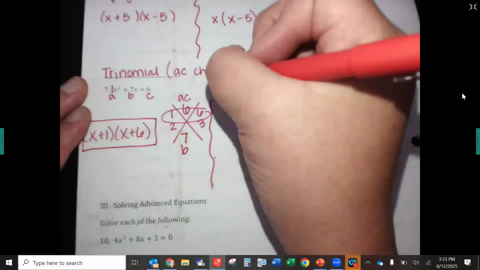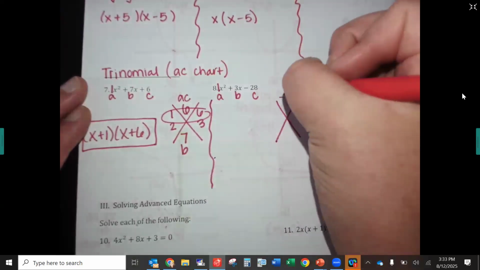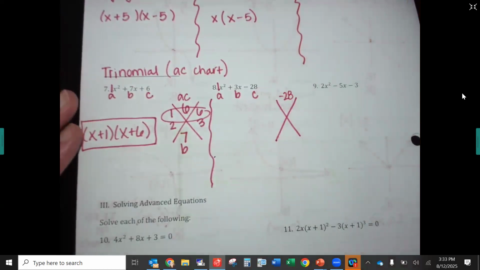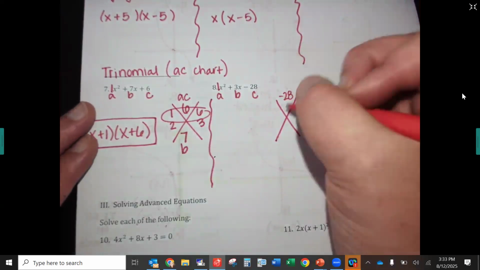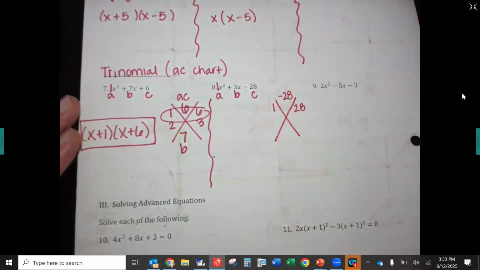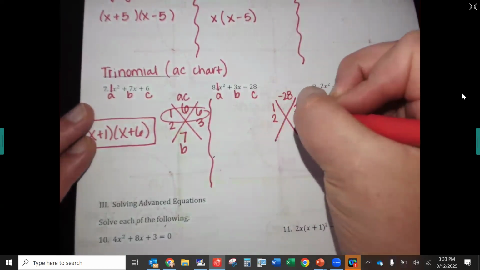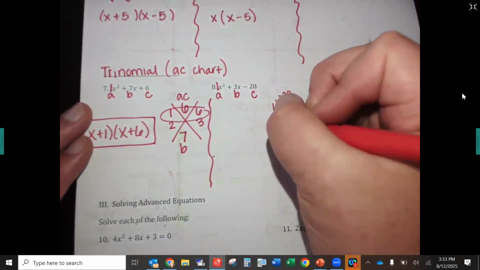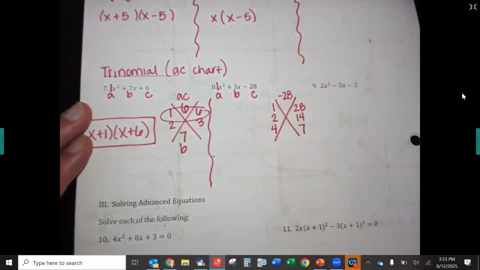A times C is 1 times negative 28, which is negative 28. And then I want to list all the ways that I can multiply to get 28. So I could do 1 times 28. Will 2 multiply with anything to give me 28? 14. And then my last option would be 3 doesn't go, but 4 does. 4 times what? 7. Very good.